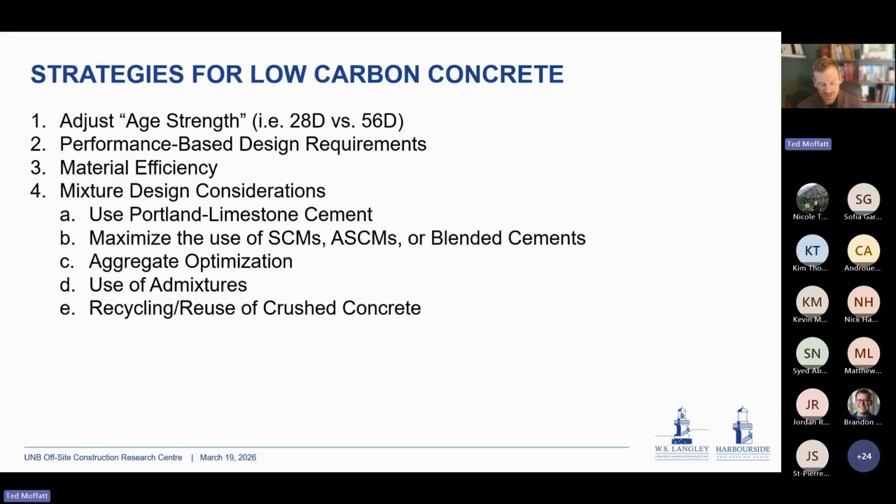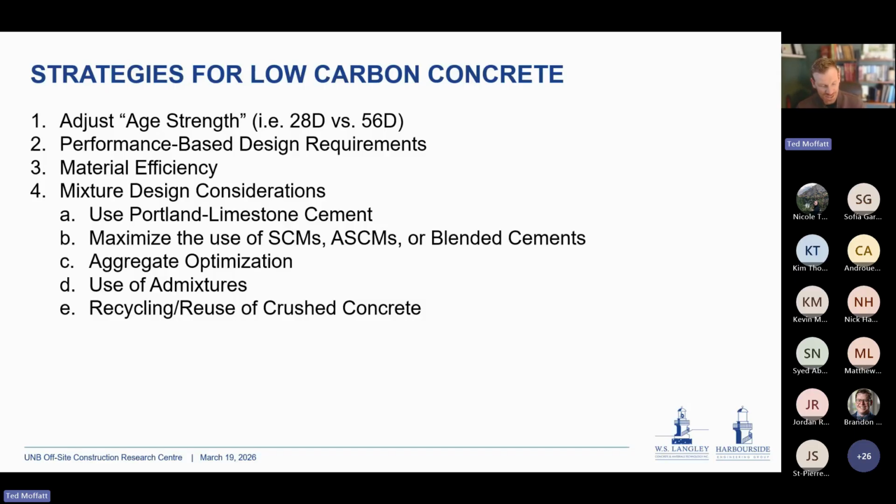Aggregate optimization: if we can optimize the aggregate gradation, maybe bring in a third aggregate, and increase the aggregate volume, we decrease the paste content, we decrease the powder content. We not only decrease the cost of the mix, but we make it lower carbon.